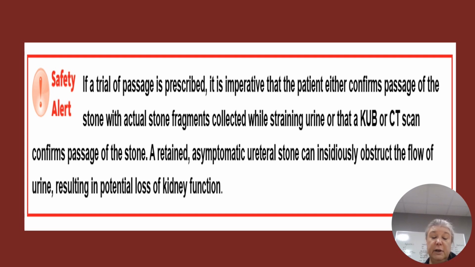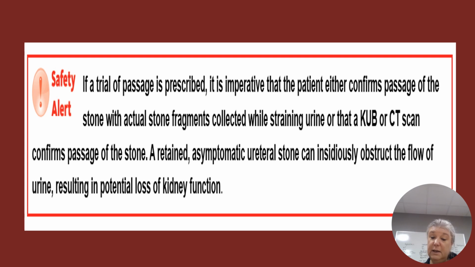So slide 23. If a trial of passage is prescribed, it is imperative that the patient either confirms passage of the stone with actual stone fragments collected while straining urine, or that a KUB or CT confirms passage of the stone. A retained asymptomatic ureteral stone can insidiously obstruct the flow of urine, resulting in potential loss of kidney function.